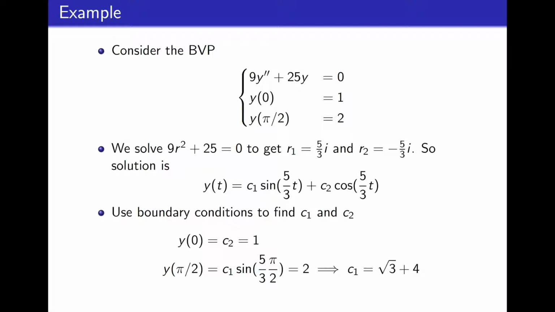Doing some quick manipulation and solving for C1, and using some of the unit circle stuff that we know and love, we get that C1 is equal to square root of 3 plus 4. Putting all of this together, we obtain the final solution to the boundary value problem. Note that even though this is a boundary value problem, the procedure was almost identical to what was done in 312 for initial value problems.